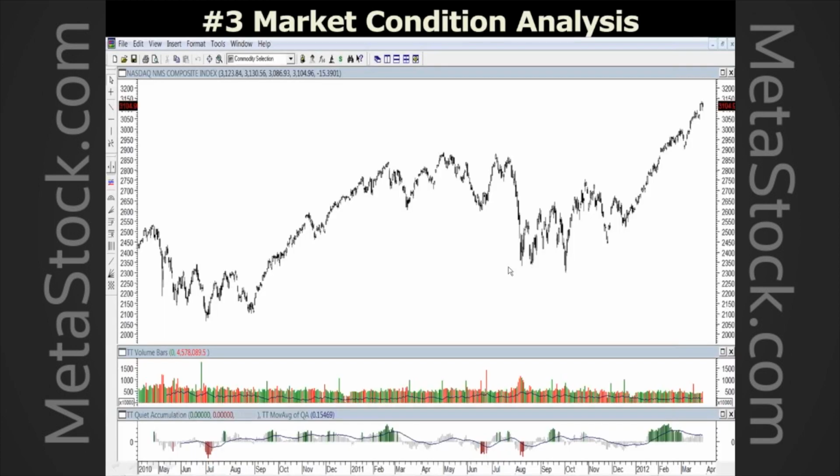Market condition analysis is the third aspect that you need to consider as part of your trading plan and trading process. As you can see with the NASDAQ, the market conditions change over time. Trading range, bottoming, moderately trending to the velocity, all these things change over time, and you need to be aware of this and continually be tracking what the market condition analysis is.